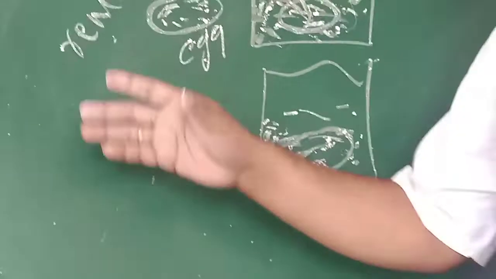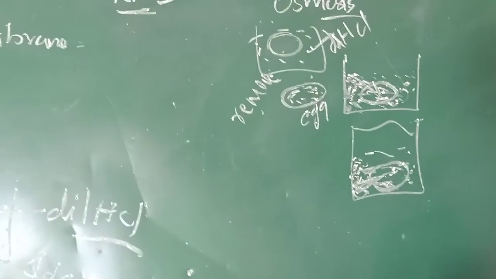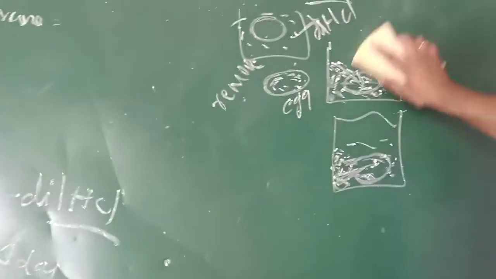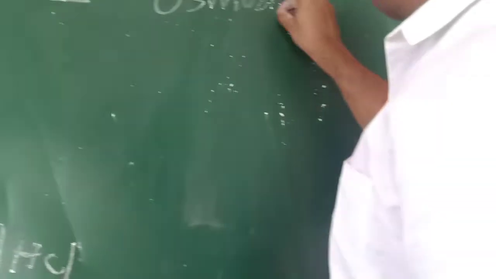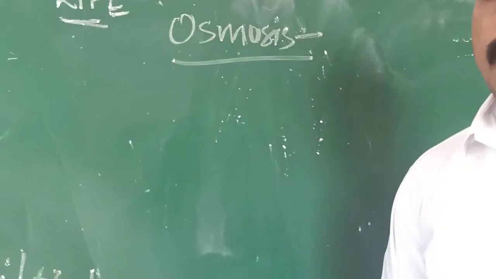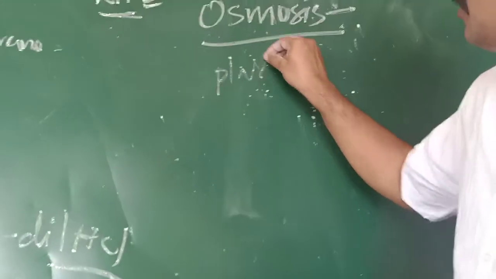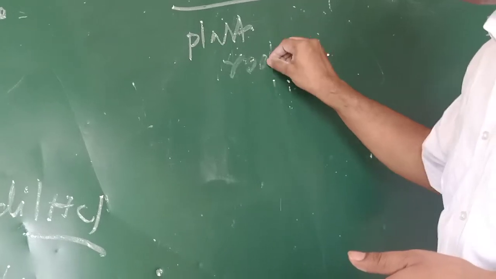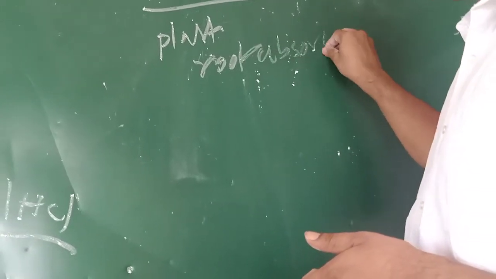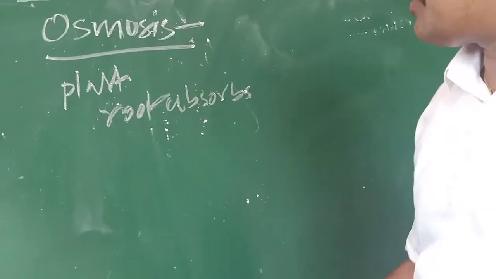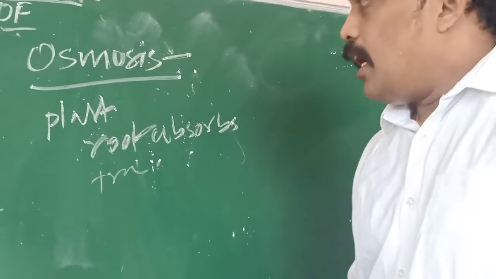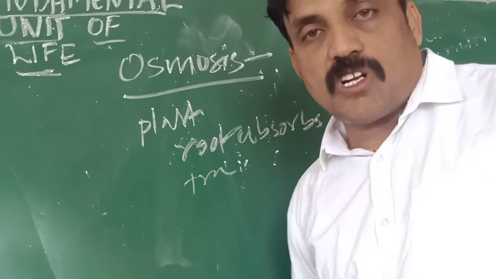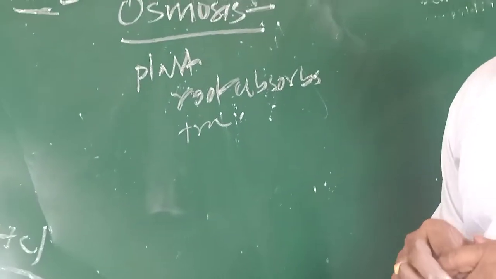Okay. These are the experiments we observe, osmosis and everything. Now we will observe what are the main functions of osmosis and diffusion. Main functions of osmosis. The main function of osmosis in the plant body: the roots absorb water by osmosis. The osmosis process is useful to transport water in plants. And also osmosis is used for the purification of water.